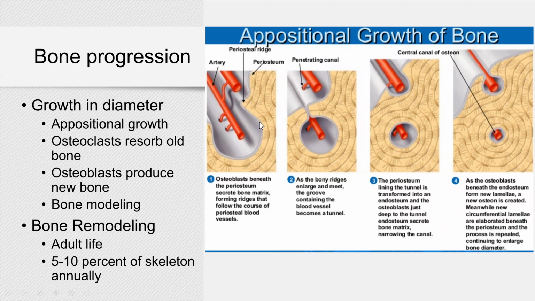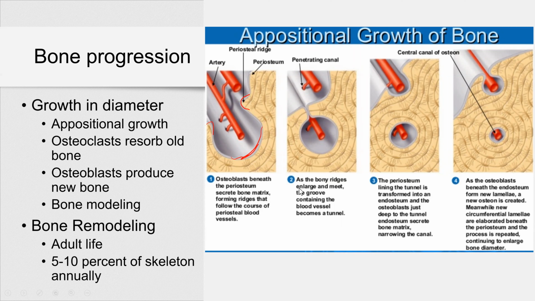So this gray structure here, this is our periosteum. So that was the surface of the bone. Now, osteoblasts beneath this periosteum secrete bony matrix, forming the ridges. So here are the ridges that follow the course of blood vessels, periosteal blood vessels.